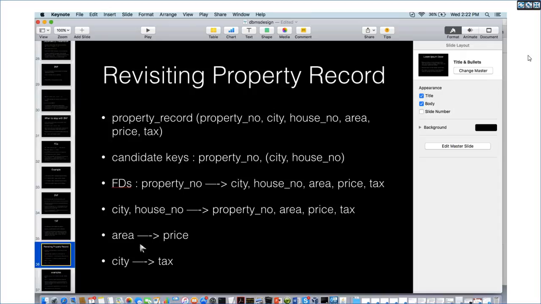Does it satisfy the third normal form? Area is the left side of this functional dependency. Area is not a key in this relation. Area can get repeated. So it doesn't satisfy, unless price is part of a key. Is price part of a key? Price is not part of a key, and hence this doesn't satisfy 3NF. BCNF would require area to be a super key. So FD3 doesn't satisfy 3NF and BCNF.